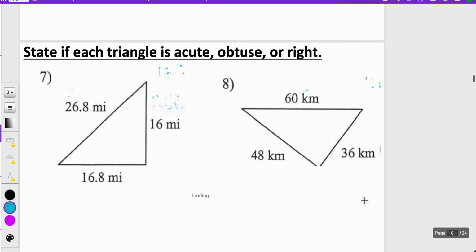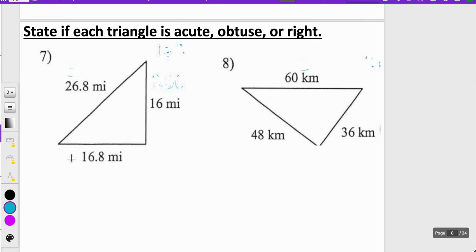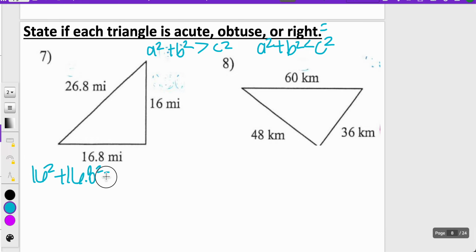Okay. State if each triangle is acute, obtuse, or right. So this is where we have a squared plus b squared, and if it is greater than c squared, then we could say acute. If a squared plus b squared is less than c squared, meaning c squared is larger, then it's obtuse, and then right is just equal. So for this first one, we take 16 squared plus 16.8 squared, and then equals 26.8 squared, or not equals, but we don't know yet.